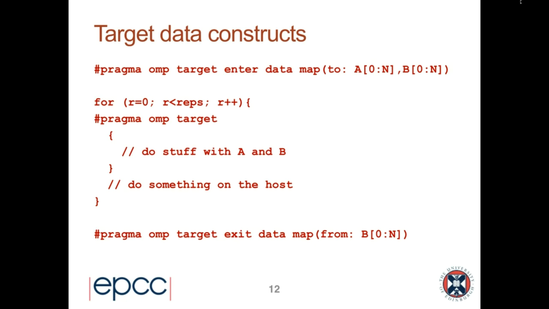So the way we could do that is we would surround that loop with target enter and target exit constructs. To begin with, we have a target enter data construct, which maps A and B from the host to the device. And then after the loop, we have a target exit data, which in this case just maps B back again. I'm assuming here that B has been modified on the device, but A has not, so we don't care about getting the values of A back, but we do want the values of B back eventually after all the target regions have executed.